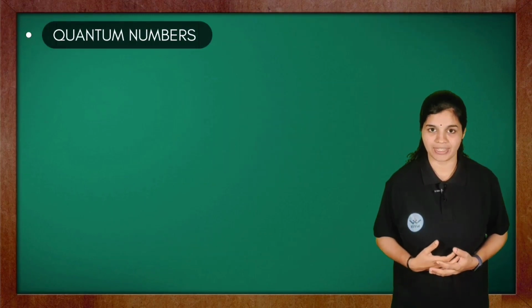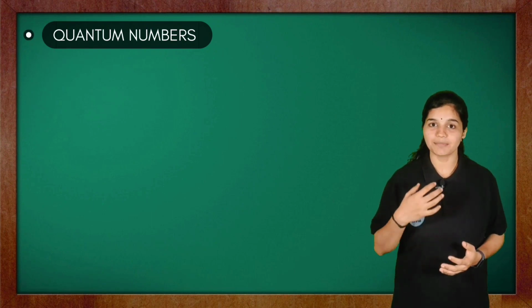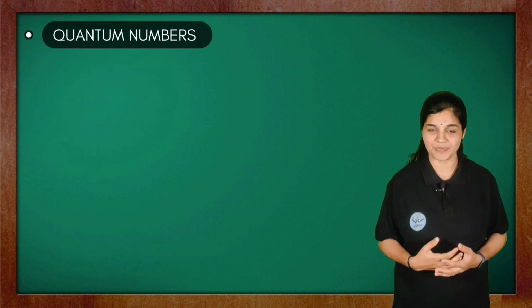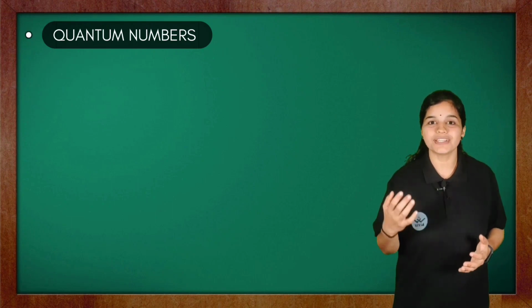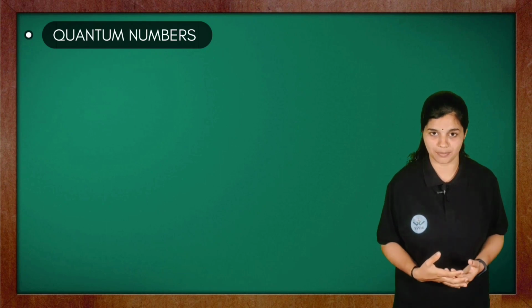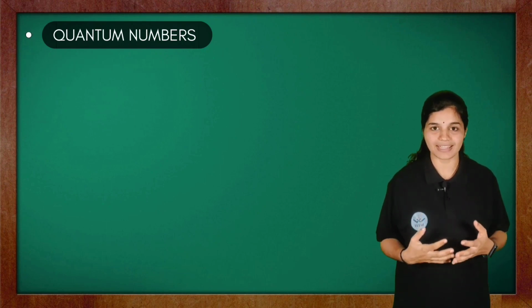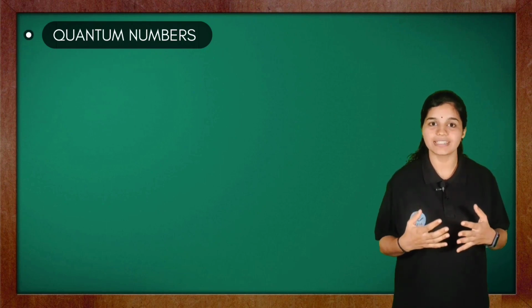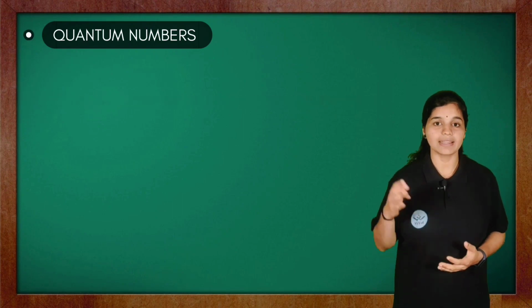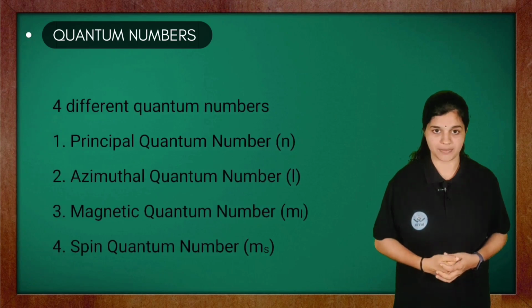Where do I live? I can tell the location where I live just by telling you my address. Similarly, where an electron is present around the nucleus is told by quantum numbers. In simple terms, I can say quantum numbers give the address of an electron around a nucleus. There are 4 different quantum numbers.